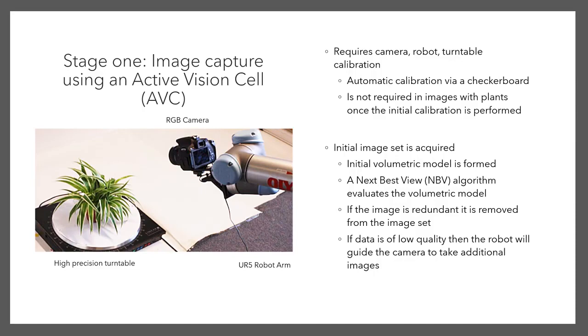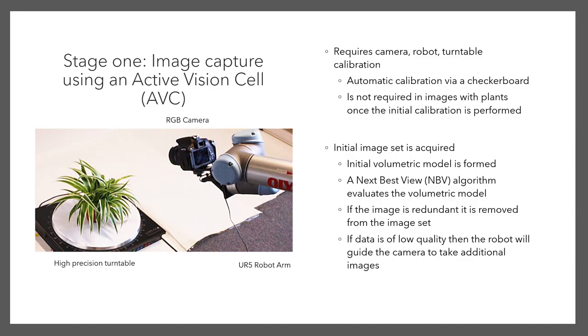So calibration only actually needs to be done once before the image capture stage, and is done using a checkerboard. This can then be removed, so it's not required in the images with the plants, which is a benefit over Mike's previous method. And it also means that dimensions are automatically captured, so all dimensions of the plant will remain true to real life. But the calibration does need redoing if any of the components are moved.